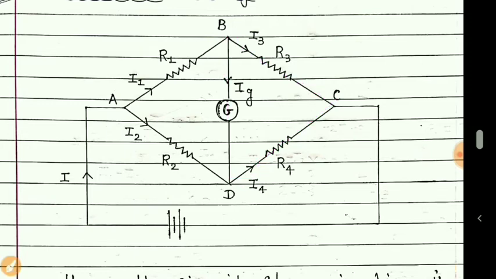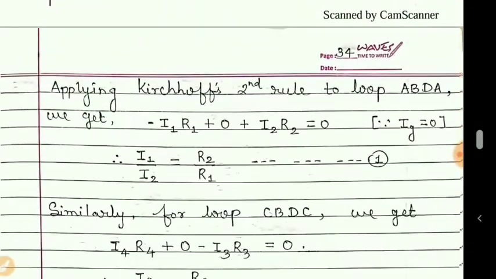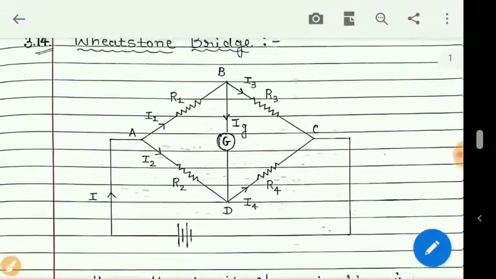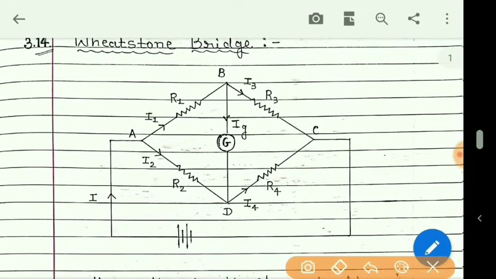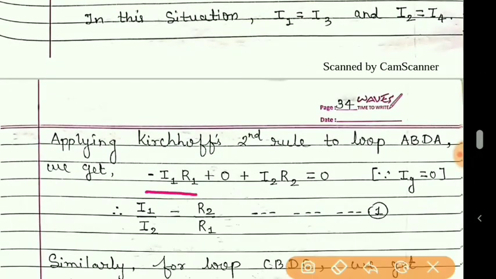And so we will get two equations for each loop. Applying Kirchhoff's second rule to loop A, B, D, A. Let us see in the figure, the A, B, D, A loop. Starting from A, we are moving towards B. The current direction is also this, and we are moving in the same direction, so negative sign. So I1 into R1 will be negative.